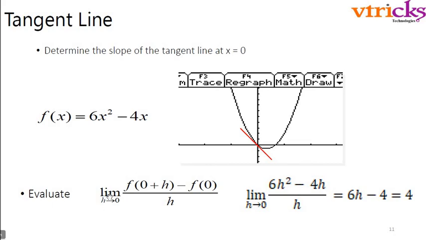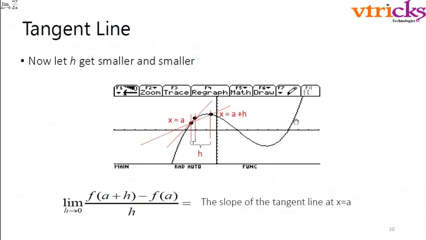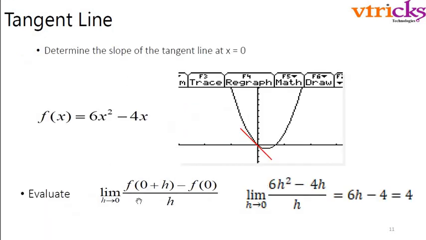Slope means the angle which this tangent makes with the x-axis. So we will evaluate like as we did in the previous slide. Here a is 0 because we are finding the tangent at x equal to a. So we have limit h tending to 0, f of 0 plus h minus f of 0 divided by h. Now we'll substitute the value of f of h here. How do we do it? Replace x with h. So we will have 6h square minus 4h divided by h.